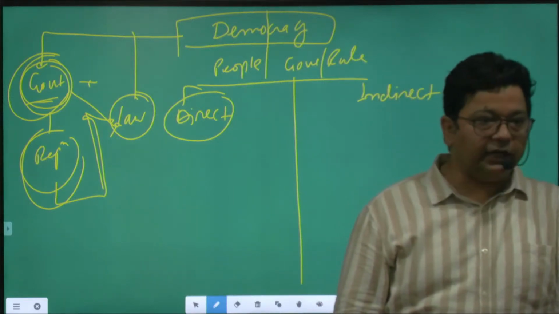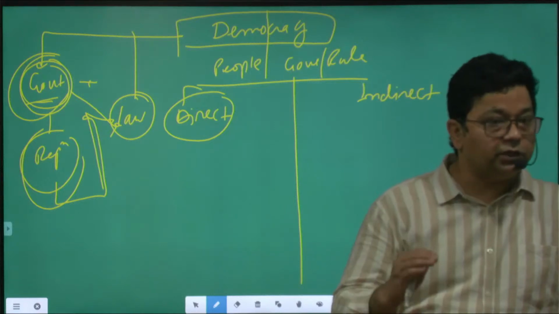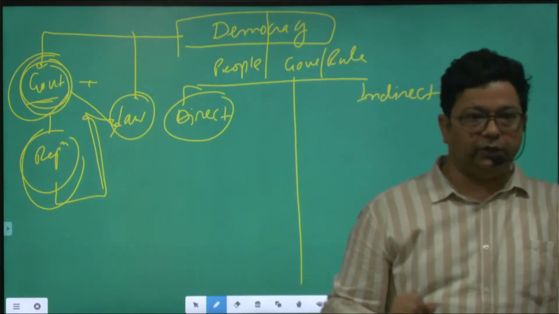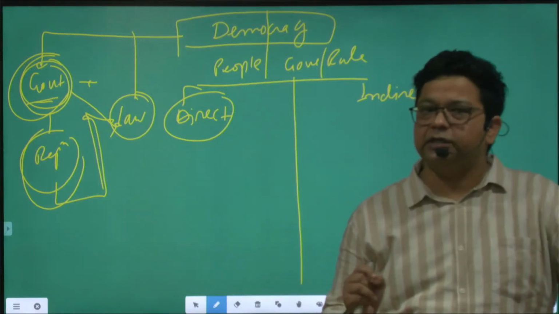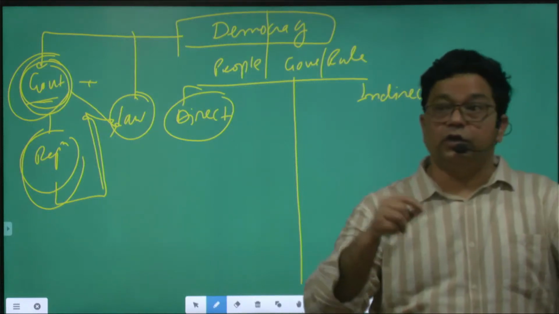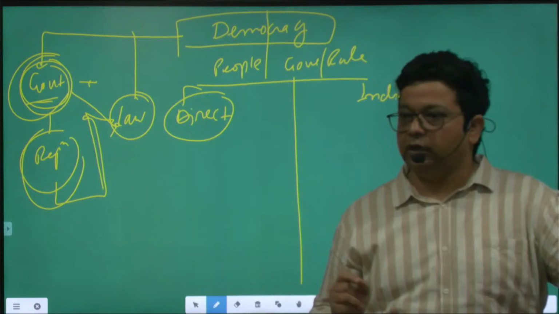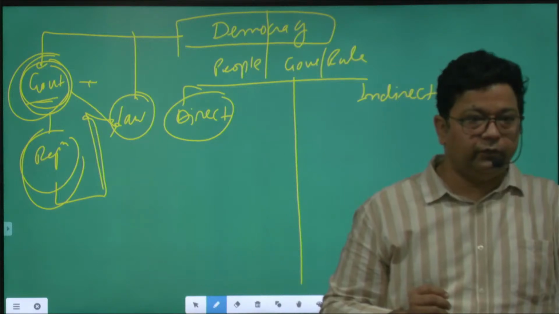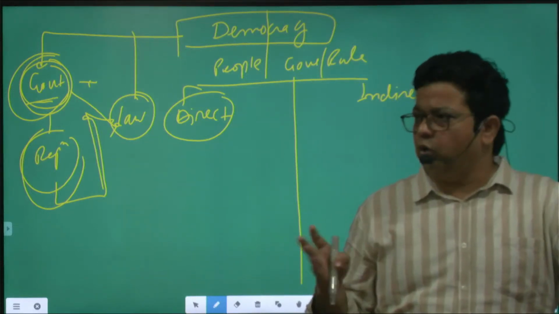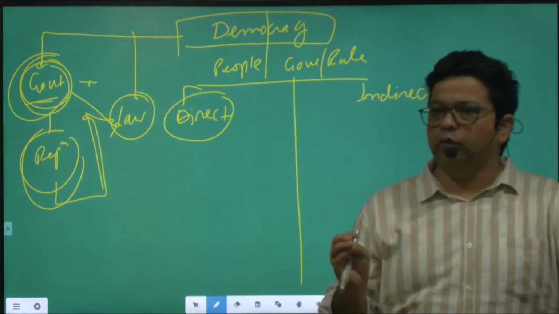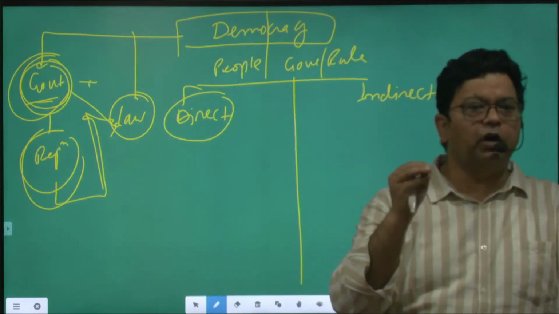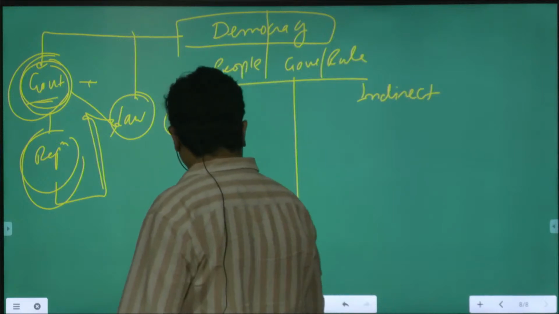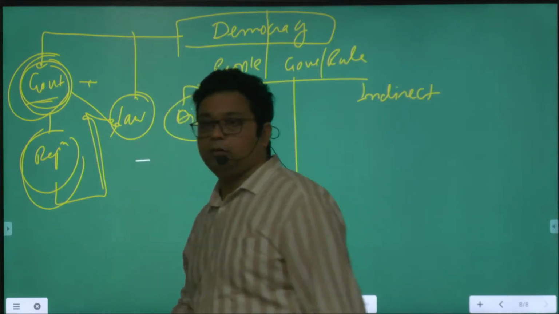Now when we talk about direct democracy, it means people are directly involved in the formation of law or in the formation of government. But in a modern state, it is not feasible due to the geographical extent and the population. So in modern democracy, few states practice it, and only in a limited manner. There are tools of direct democracy through which people can practice it.